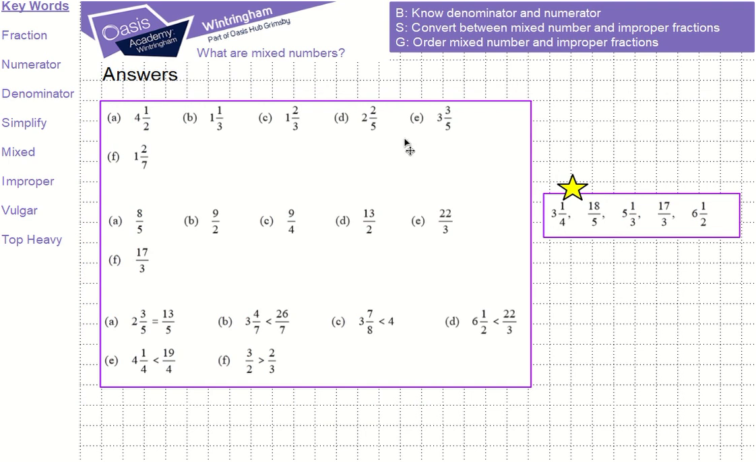Okay, here's your answers. This is for the first section. This is for the second section. This is the third section. And then this is your extension question.